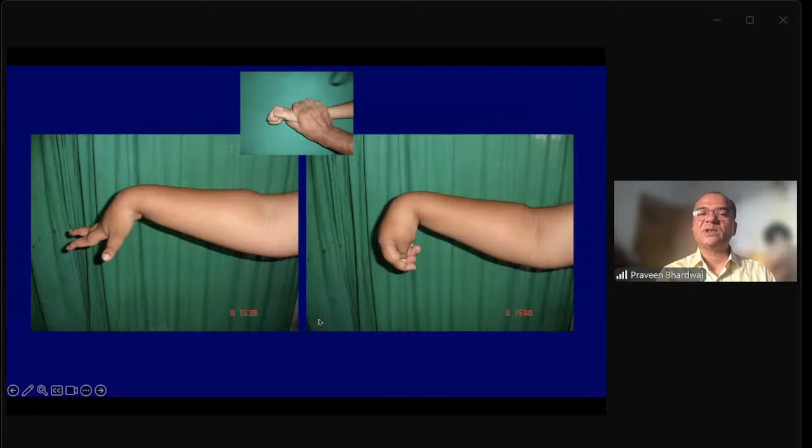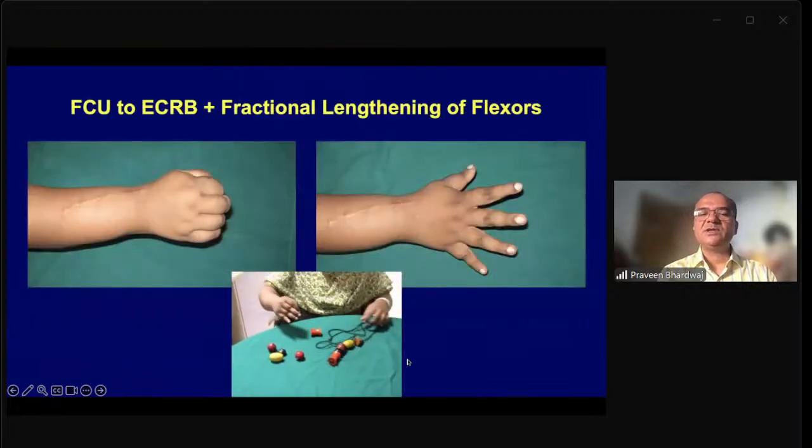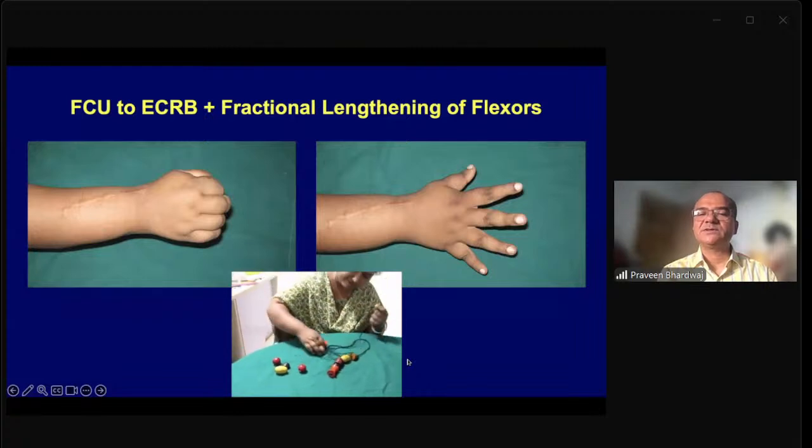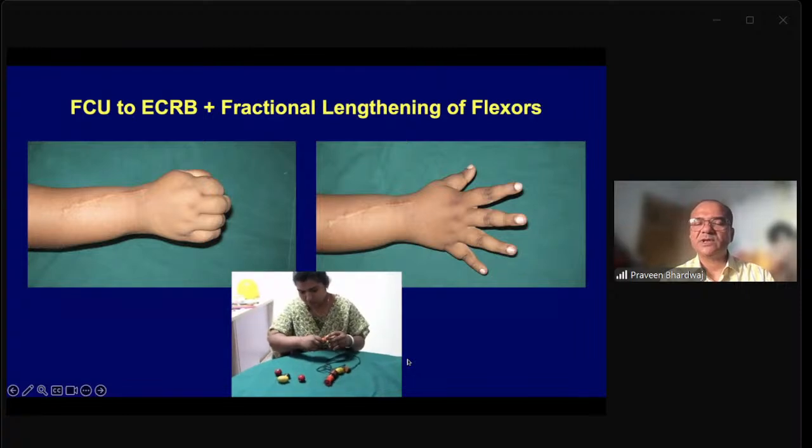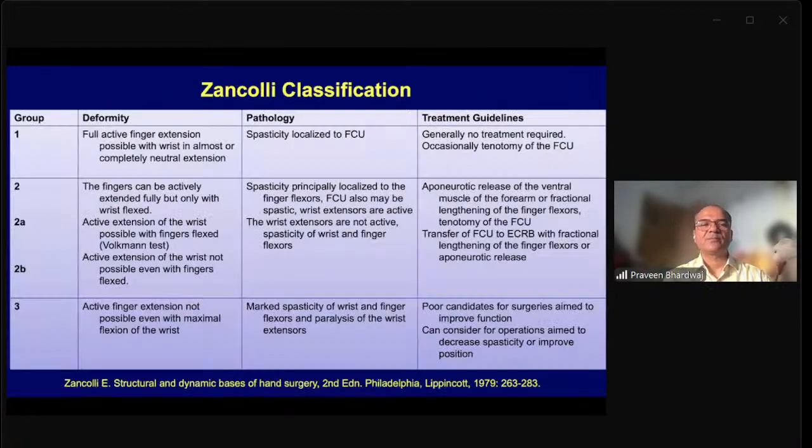Whereas in this example, a patient on stabilizing the wrist is not able to extend the fingers, and that is because of the long flexor spasticity. And here we need to do a fractional lengthening of the fingers and also an FCU to ECRB transfer, and we can expect to get a very decent functional outcome.